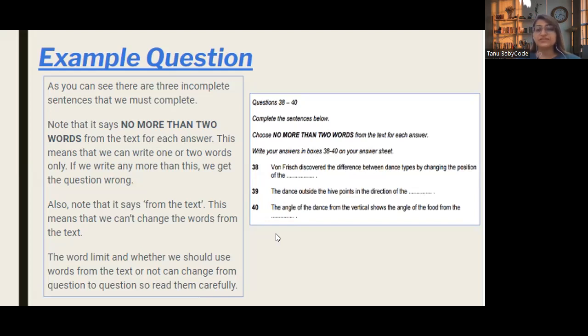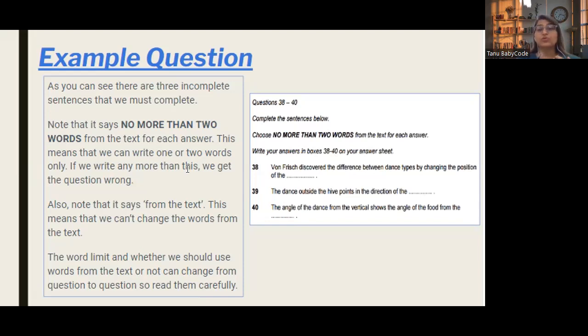As you can see, there are 3 incomplete sentences that have to be completed by reading the text. Most importantly, it says no more than 2 words from the text for each answer. It means that you can write 1 or 2 words only. If you write any more than this, your answer would be considered wrong. You will not get any marks for it.